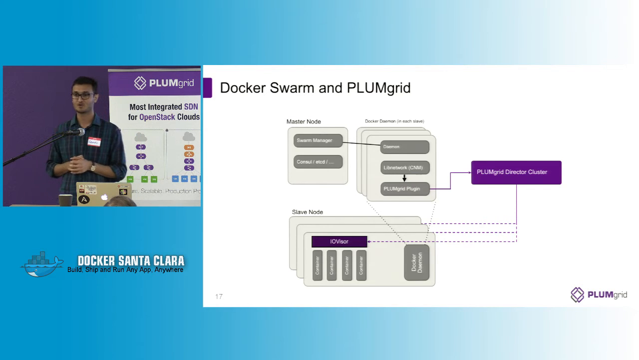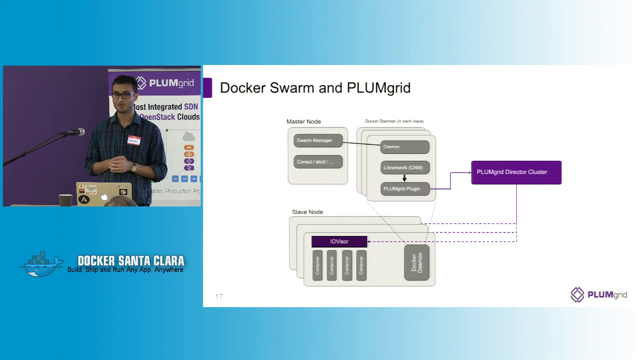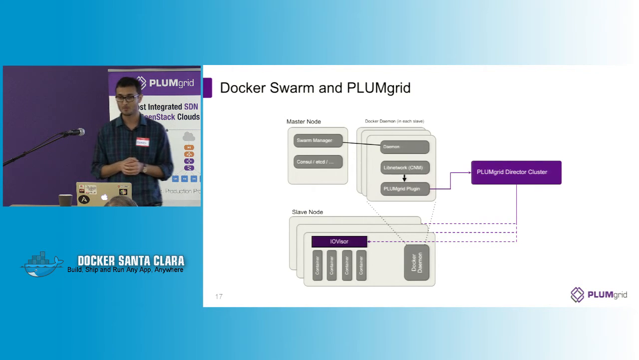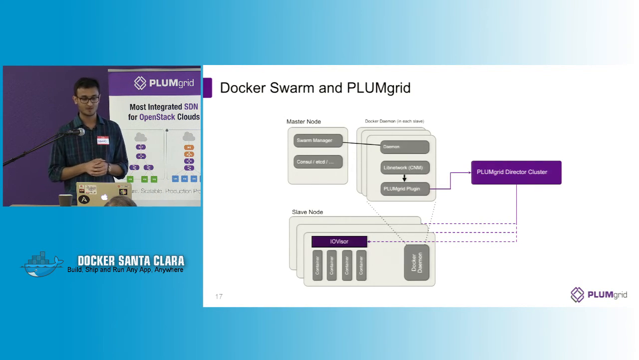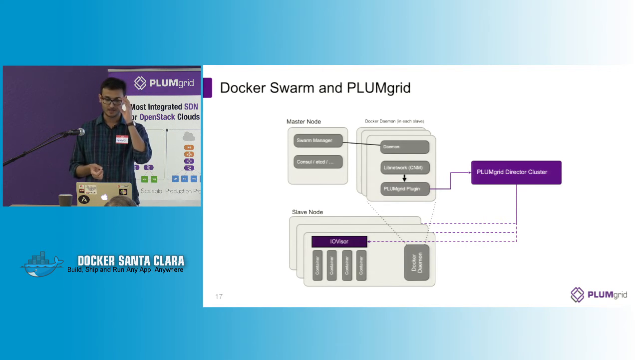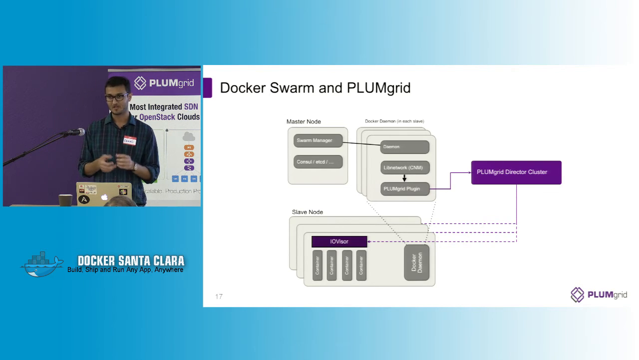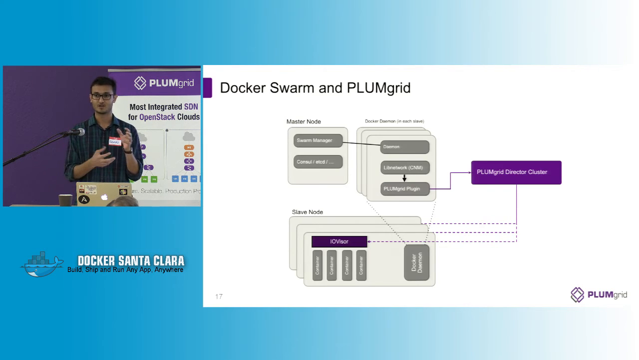Going over Docker Swarm and PLUMgrid, we'll talk about how the integration is done in libnetwork using the PLUMgrid plugin. Let's say you have a Swarm cluster here, a Docker Swarm cluster, which has a master node and slave nodes. The slave node is running Docker daemon. Docker daemon is running the main part, which is the networking component. You have Docker daemon, and then you have libnetwork, which is the library implementing CNM as part of Docker daemon. And over there, you provision your plugins.